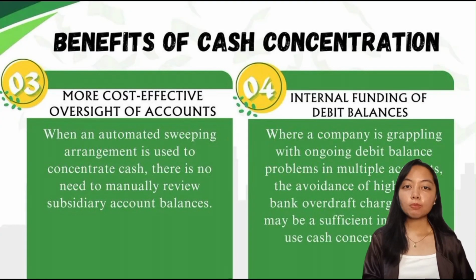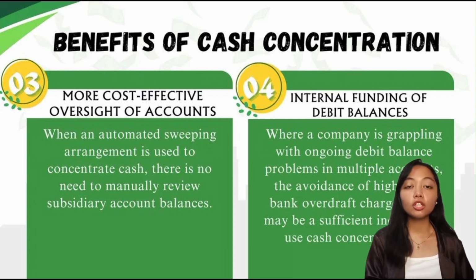Third benefit is more cost-effective oversight of accounts, or the use of software to automatically sweep cash balance from subsidiary accounts. Through the use of such arrangement, there's no need to manually review and track down subsidiary account balance. More importantly, labor costs will significantly reduce since the automation will do the work.